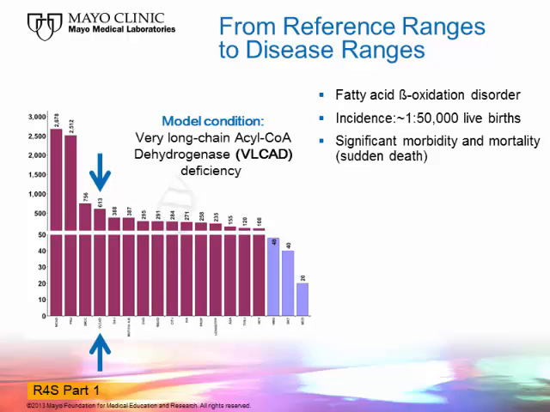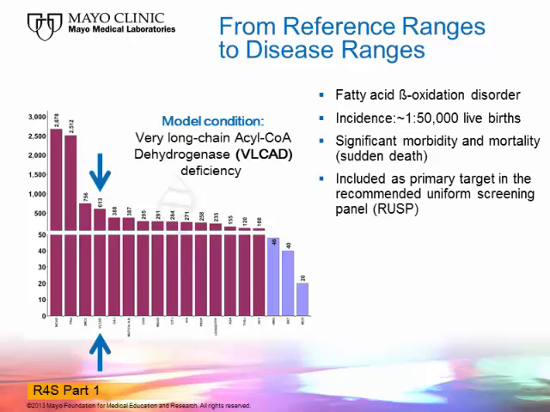For these reasons, VLCAD deficiency was included as a primary target in the Recommended Uniform Screening Panel, now known as RUSP, that was endorsed by the Secretary of Health and Human Services in 2010, and since then it represents the required standard of care in the United States.